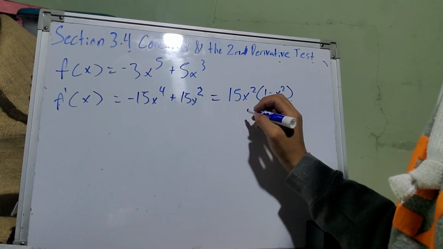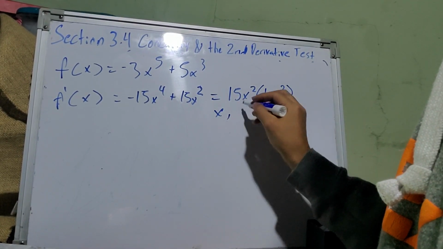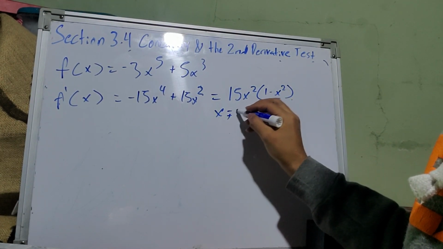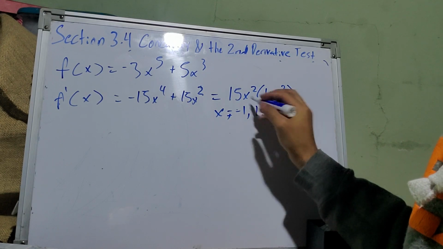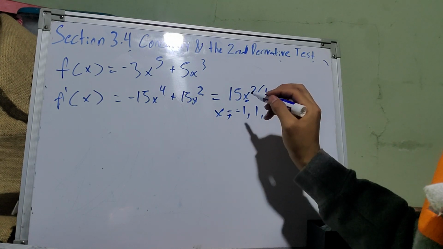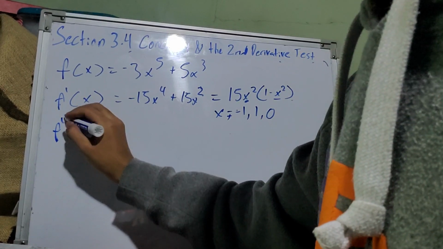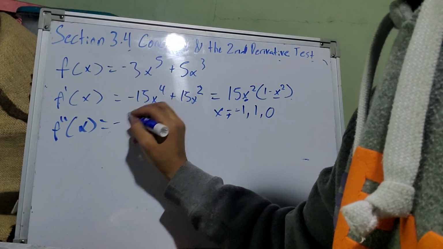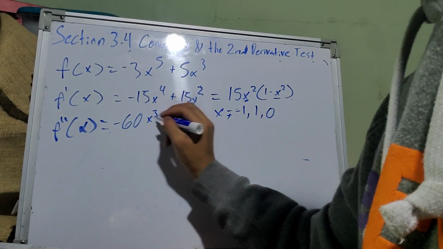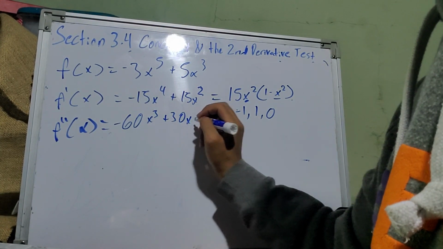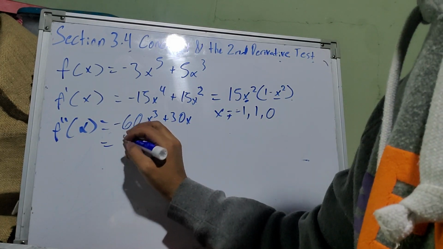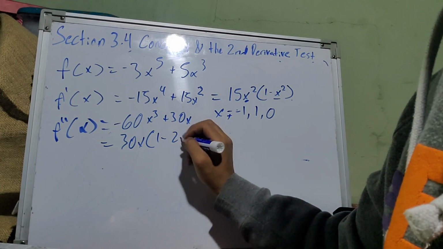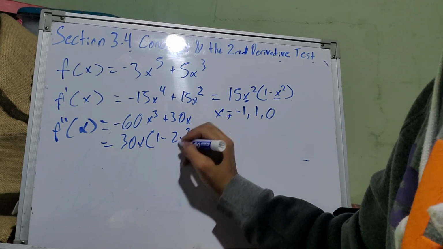We can see that the critical points on this are positive and -1, as well as 0. Then we'll find the second derivative, in which -60x cubed plus 30x, which can be simplified again to 30x times 1 minus 2x squared.